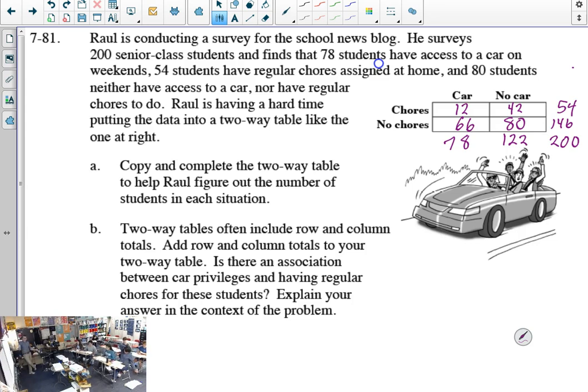Guys, we only had a couple pieces of information. So, especially when you enter into those testing situations, do not restrict yourself to only what you're given. Set up a model so you can make sense of it and find out the unknowns. So, do you see an association between car privileges and chores? Explain why. Take a moment to analyze.